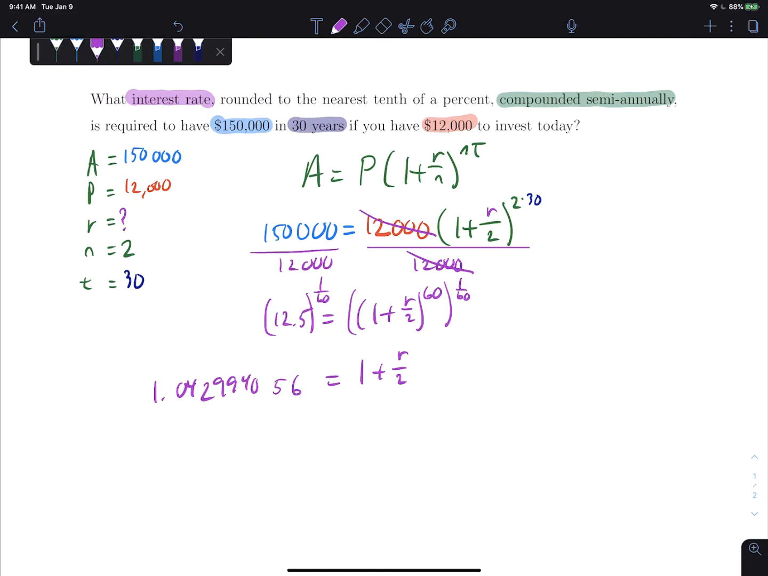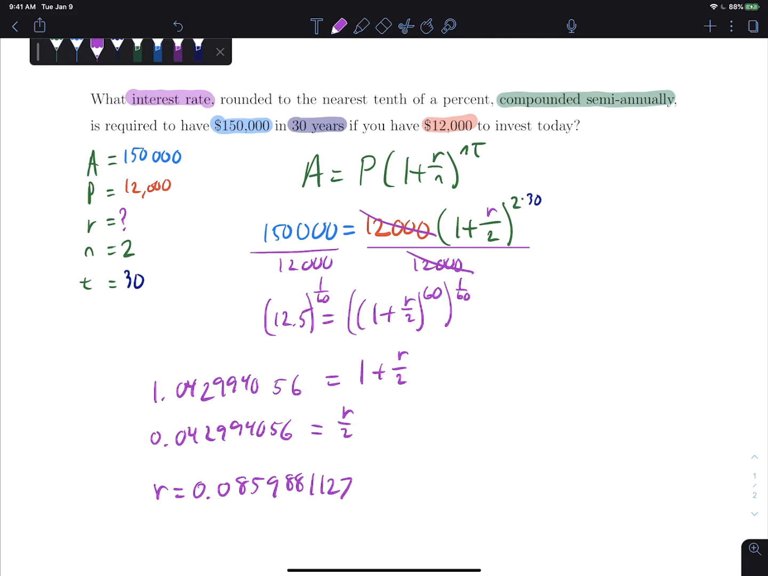And then just solve for R. Subtract 1 from both sides, which means 0.042994056 is equal to R over 2. And then multiply both sides by 2. So R is going to give you 0.08598811127.